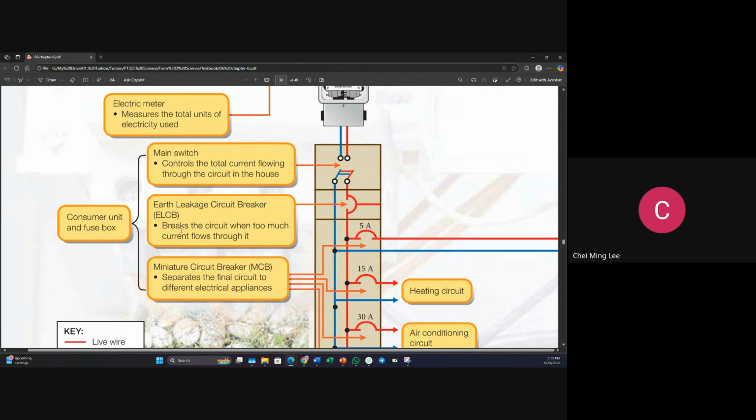Then we have the ELCB, the earth leakage circuit breaker. When too much current flows through it, it will break the circuit. This is the one that, when there is lightning, will stop the power supply. And we have an MCB, miniature circuit breaker, the one that separates the final circuits so that power can go to different electrical appliances, which is the distribution.